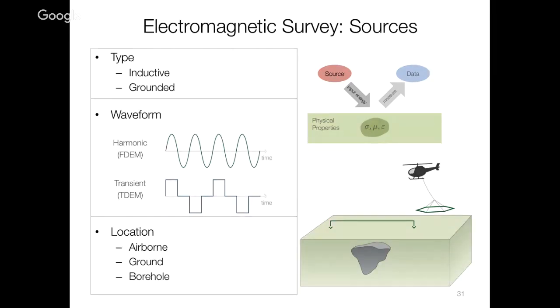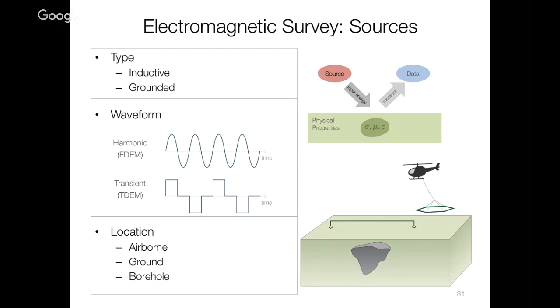I could take a wire, put a generator up to it, attached to probes in the ground. But then I've got a generator putting in a current waveform. What is it? It could be harmonic, or it could be transient, with maybe an on time. And then finally, for my transmitter, where should it be? It could be in the air, on the ground, or in a borehole. So those are my options.